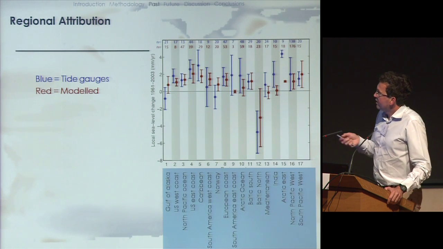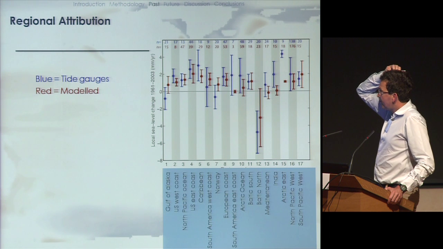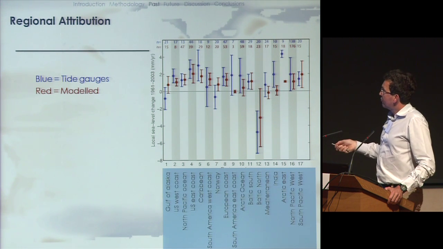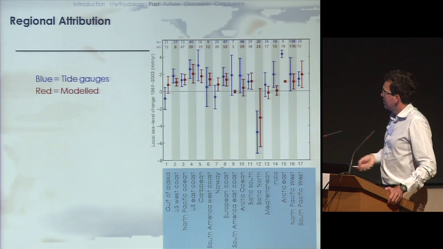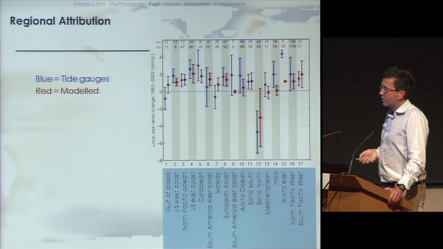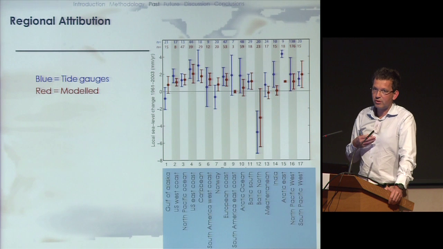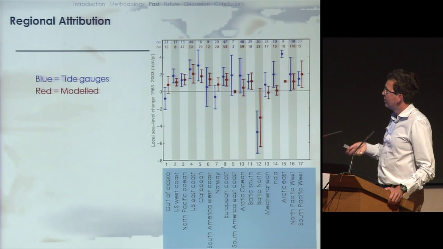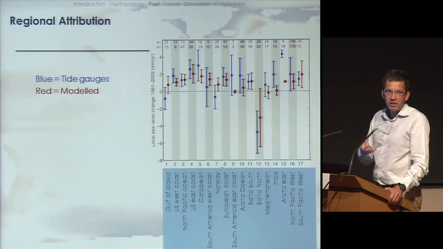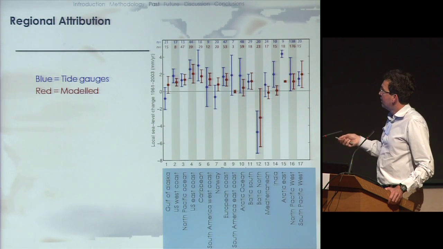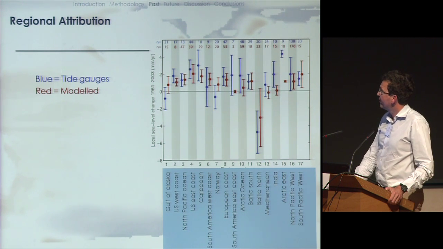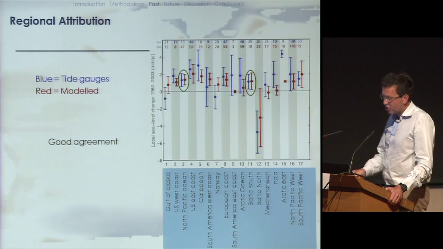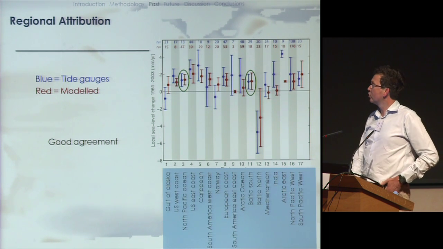So what you see here is a compilation over the last 50 years from the tide gauge record for 17 different regions in the ocean. And what we did is we tried to simulate, based on what we know about the ice mass changes and about the steric component, what the sea level should be at the tide gauge location. And what you see here are different regions, and in blue you see the tide gauges, and in red you see the modeled results. And there are a few regions where there is a very consistent result.